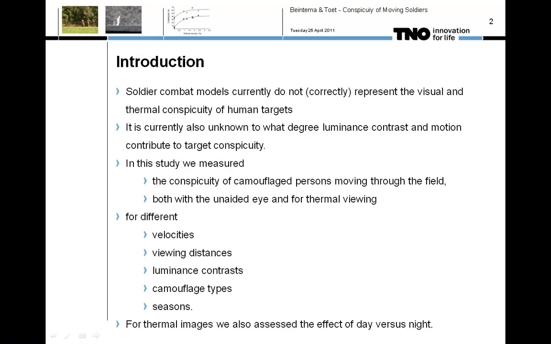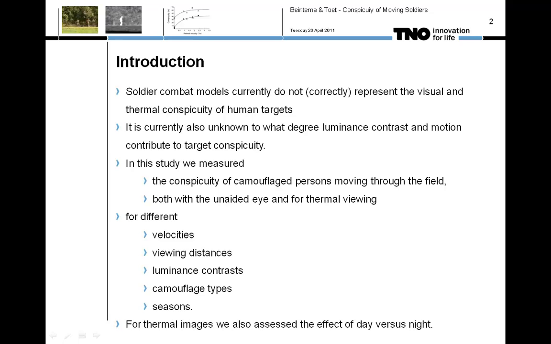The construction and validation of soldier combat models requires data on the conspicuity of camouflage targets in the field, and human targets in particular. So far, this data is lacking. Also, it's currently unknown to what degree luminance, contrast and motion contribute to target conspicuity. As a result, current soldier combat models cannot produce reliable predictions on the outcome of engagements involving human targets.